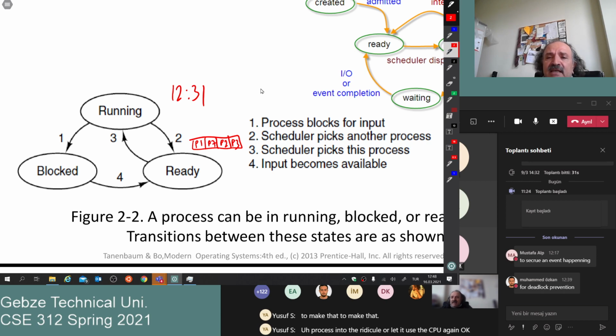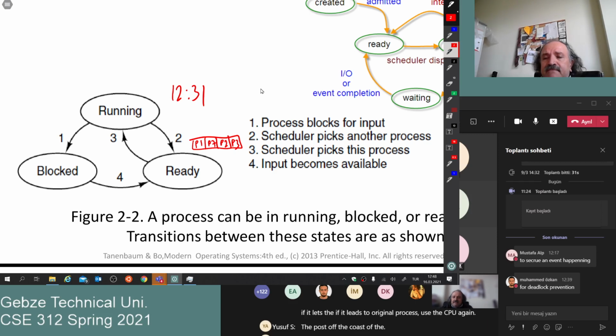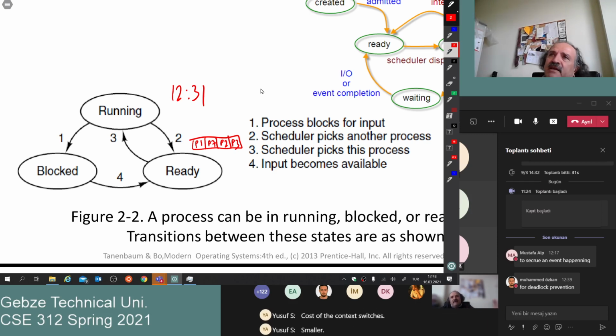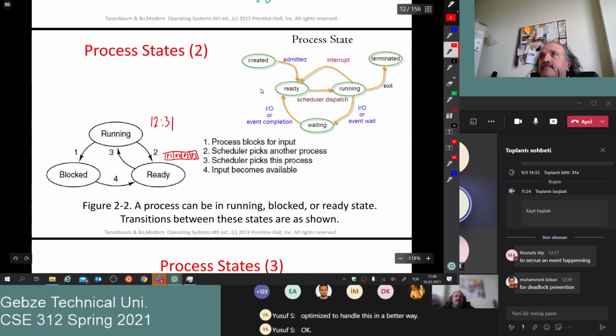If it lets the original process use the CPU again, the cost of the context switch is smaller because it didn't go anywhere else. An operating system can make these kinds of optimizations. The context switch has two costs: switching from the process to the operating system, then from the operating system to another process. But if I am going to the operating system and coming back again, the operating system might be optimized to handle this in a better way. Good, thank you.